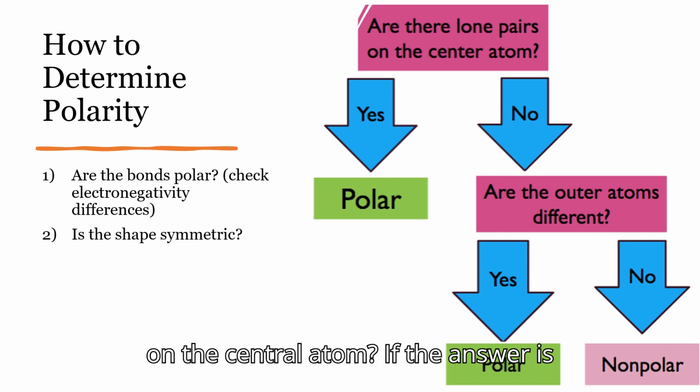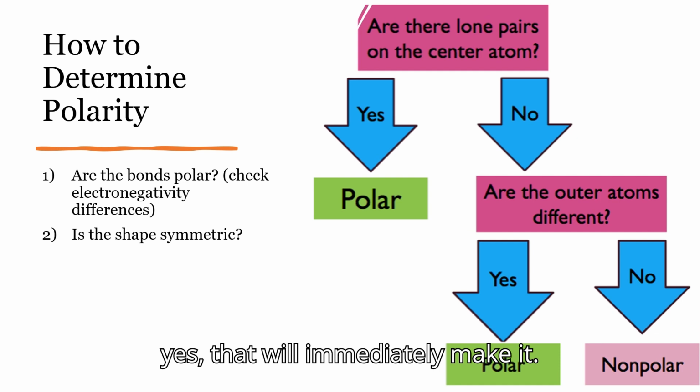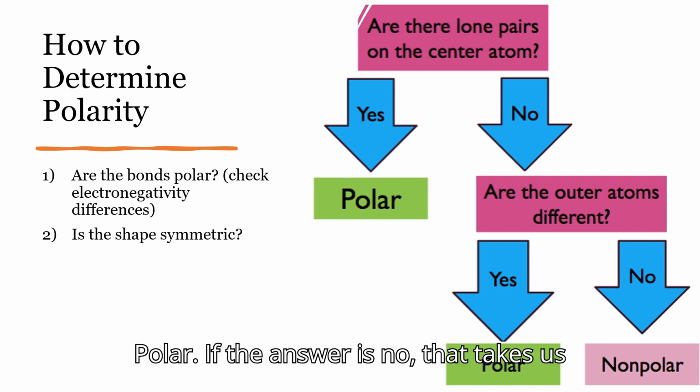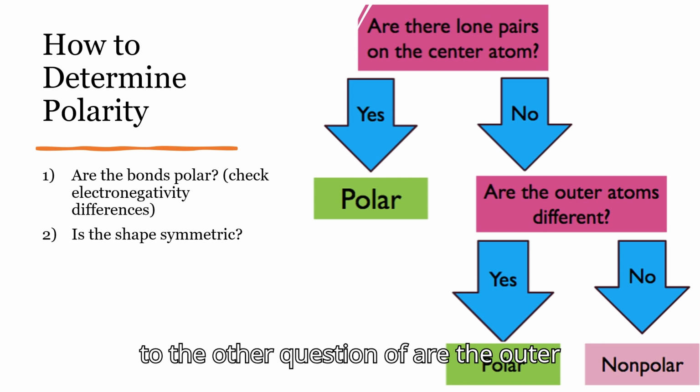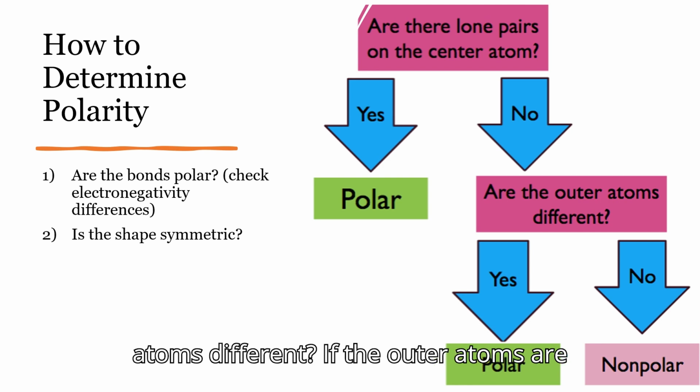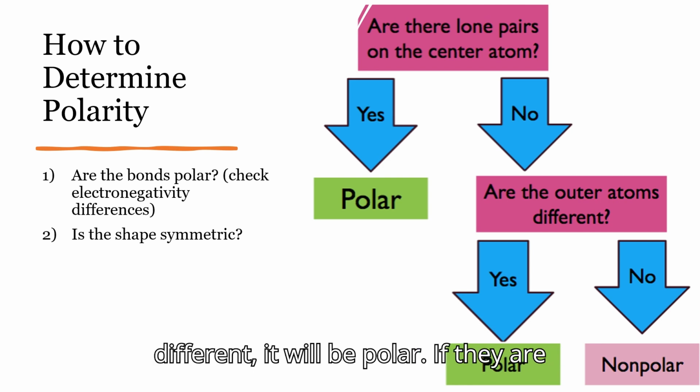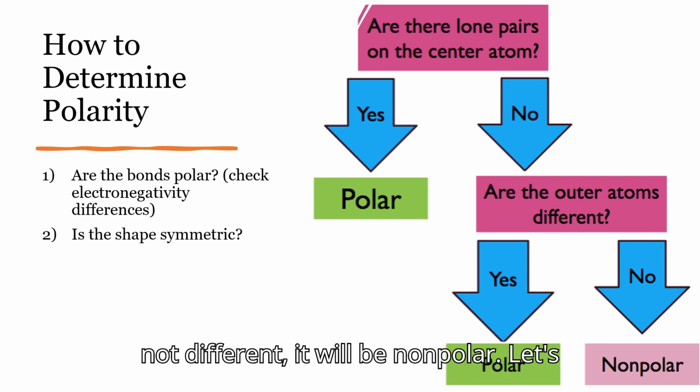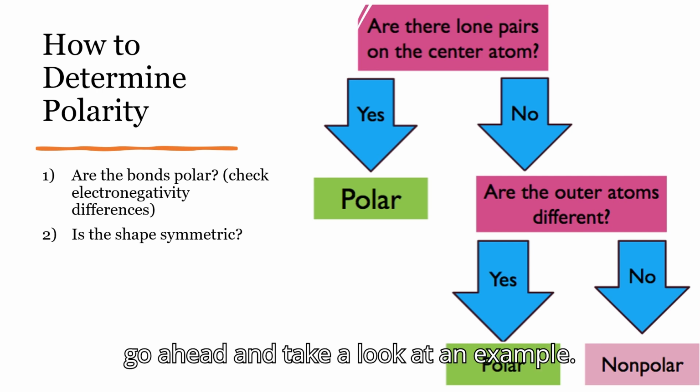So, are there lone pairs on the central atom? If the answer is yes, that will immediately make it polar. If the answer is no, that takes us to the other question: are the outer atoms different? If the outer atoms are different, it will be polar. If they are not different, it will be nonpolar.